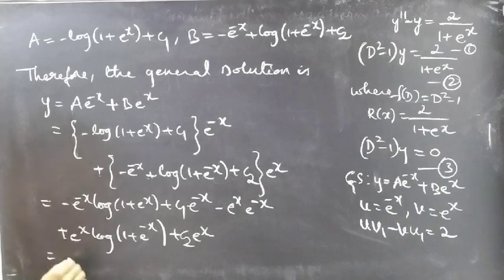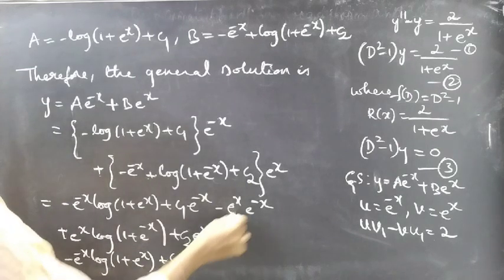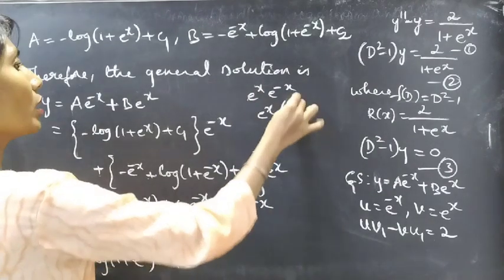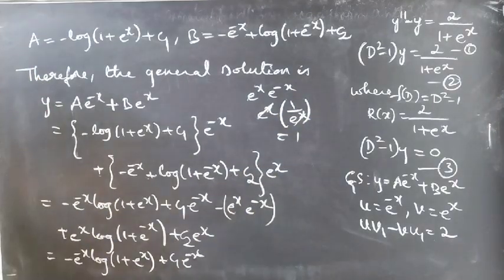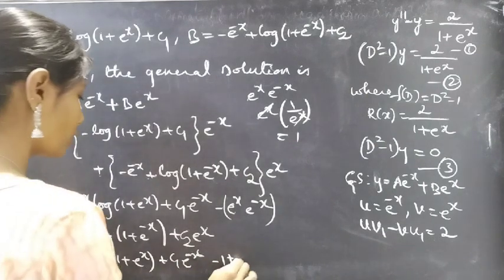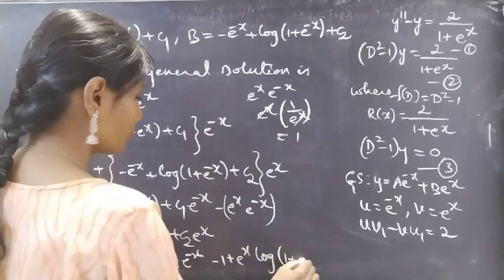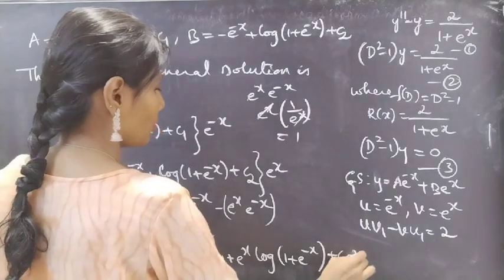This equals minus e power minus x log of 1 plus e power x plus c1 e power minus x. Here we have e power x into e power minus x. Let's write e power minus x as 1 by e power x. Here e power x gets cancelled and we'll get 1. So just replace e power x into e power minus x with 1. We'll get minus 1 plus e power x log of 1 plus e power minus x plus c2 e power x.